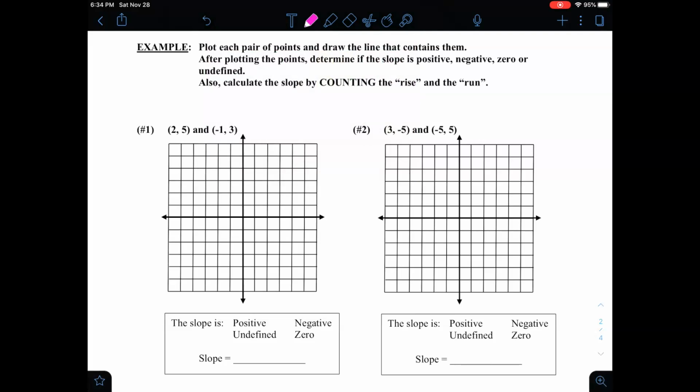Well, let's plot these points. We got 2, 5, so that's going to be which direction? Positive 2 is right 2, positive 5 is up 5. 1, 2, 3, 4, 5. I'm going to use a skinnier marker now. Right 2, up 1, 2, 3, 4, 5. Negative 1, 3: negative 1 is left 1. Positive 3 is up 1, 2, 3. So here is our line. That was pretty solid for a first try.